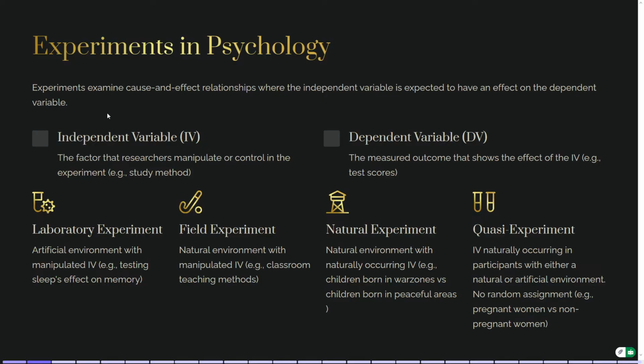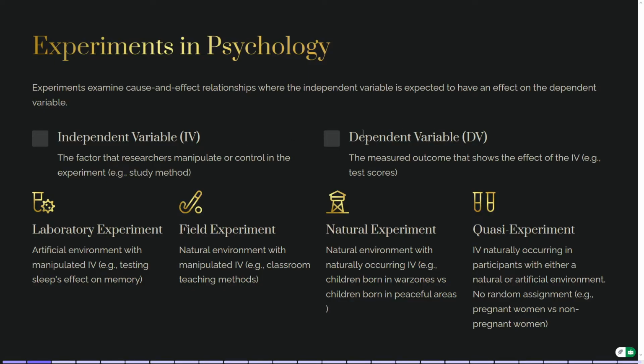All right. So now, what is the first thing causing the effect? That is the independent variable. So it's the factor that researchers manipulate or control in the experiment. Okay, e.g., study method. All right. You want to see if a study method would lead to a high test score or low test score. So you use maybe group studying or individual studying. So you are controlling the study method, right? So that is what you hope will have an effect on another thing, right? So that is your IV.